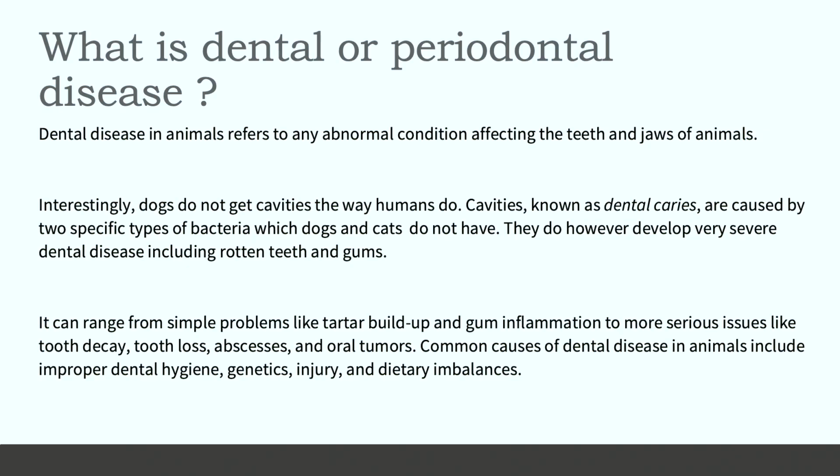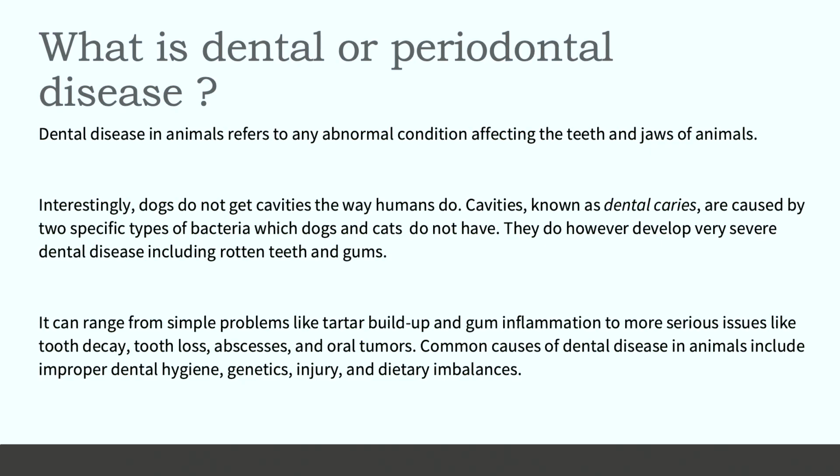So, what is dental or periodontal disease? Dental disease in animals refers to any abnormal condition affecting the teeth and jaws of animals. Interestingly, dogs do not get cavities the way humans do. Cavities, known as dental caries, are caused by two specific types of bacteria which dogs and cats do not have. They do, however, develop very severe dental disease, including rotten teeth and gums.